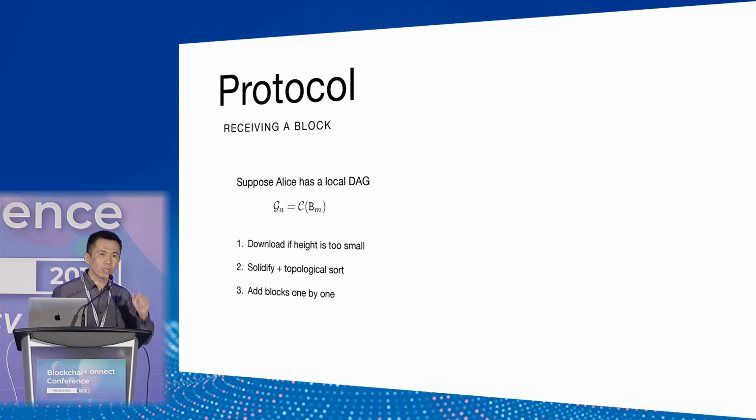The next is that when Alice receives a block which points to some block that is still missing in Alice's local DAG, what Alice should do is to ask for these blocks from her peers. Also, when you get those blocks, you need to perform this so-called topological sorting in a way that you can add blocks one by one, such that when you add each block, all the blocks this block points to are already in your local DAG.